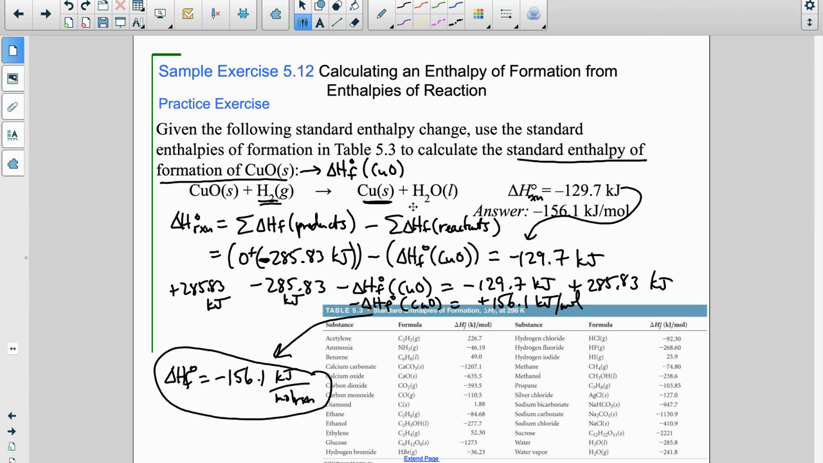Okay, so this is another thing that could be asked. You could be asked to get the heat of formation instead of finding the heat of reaction.